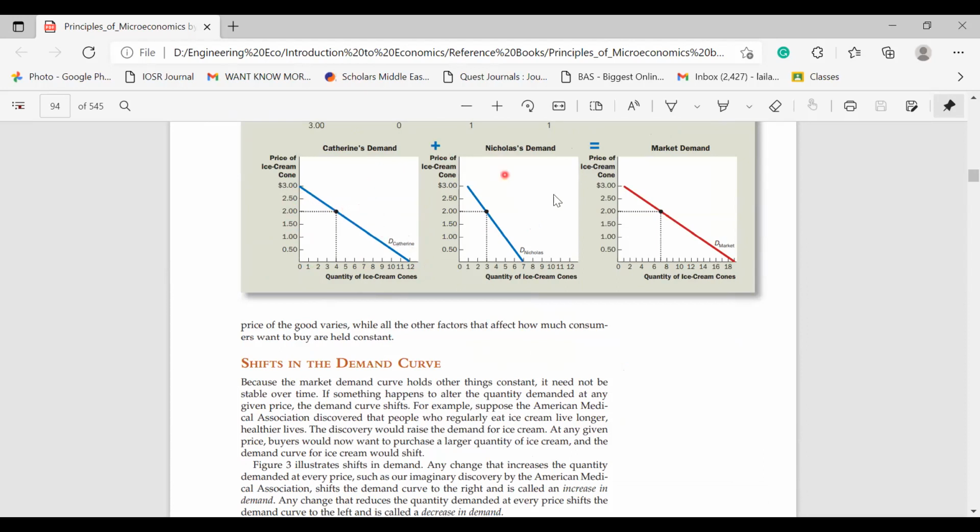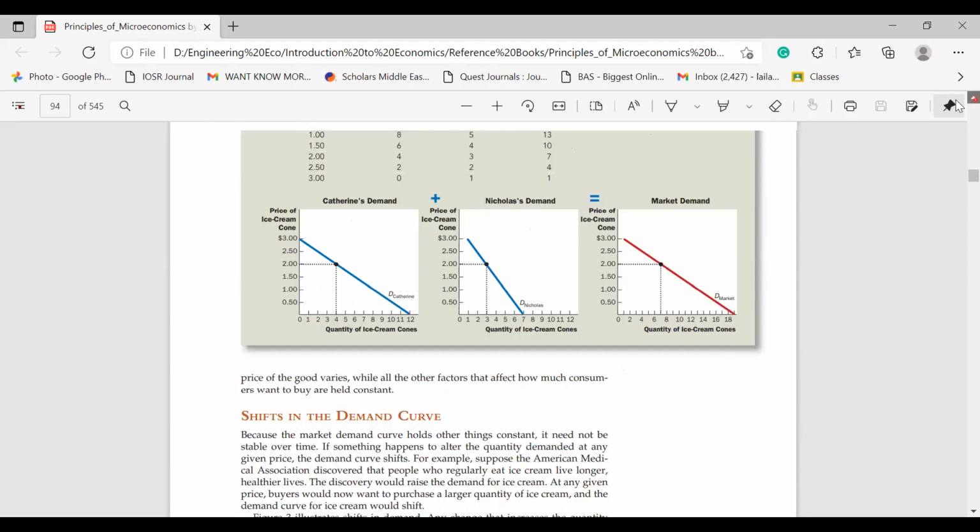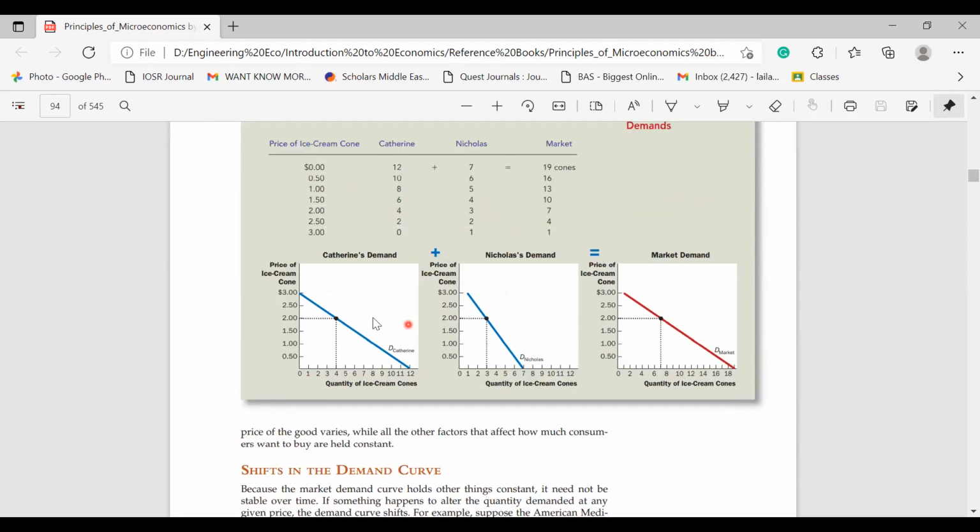Like here they talk about two people's demand for ice cream, Catherine and Nicholas. Catherine's demand curve is flatter, but Nicholas's demand curve is steeper. So at $2, Catherine wants to consume 4 pieces of ice cream, but Nicholas wants to consume 3 pieces because his demand curve is steeper. Whatever happens, both are negative slope curves, and from there we find the market demand curve.